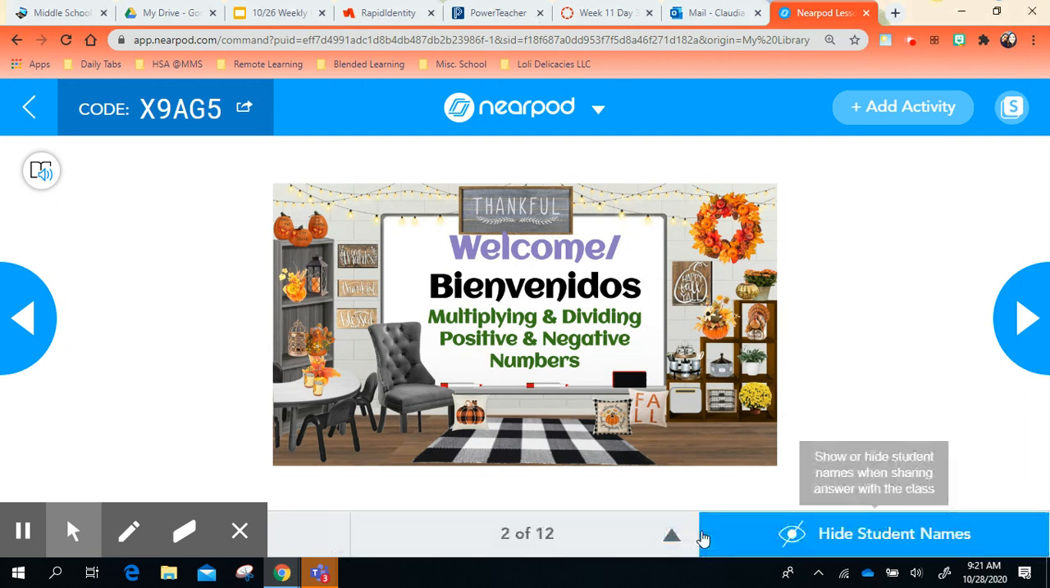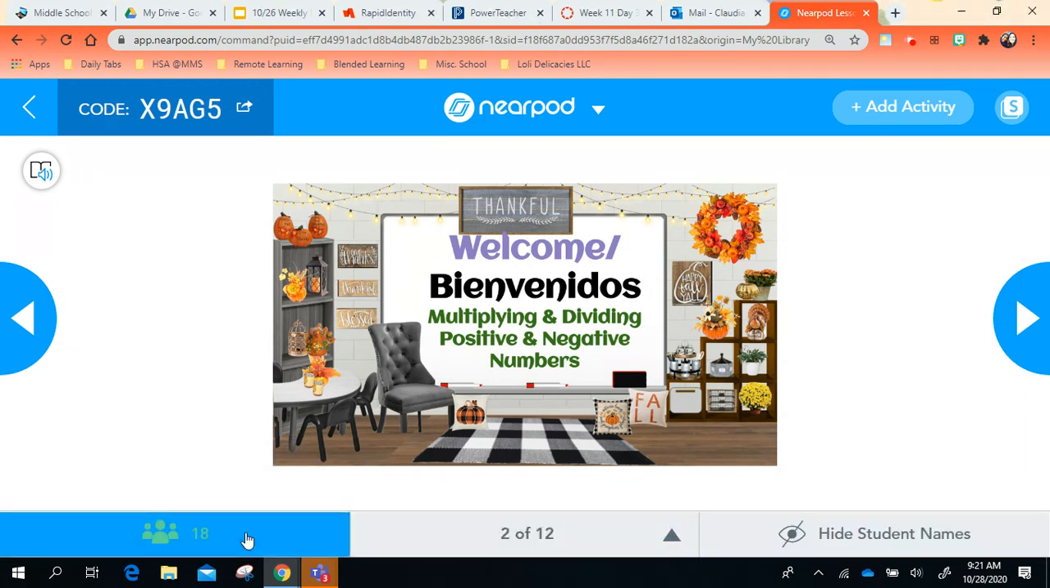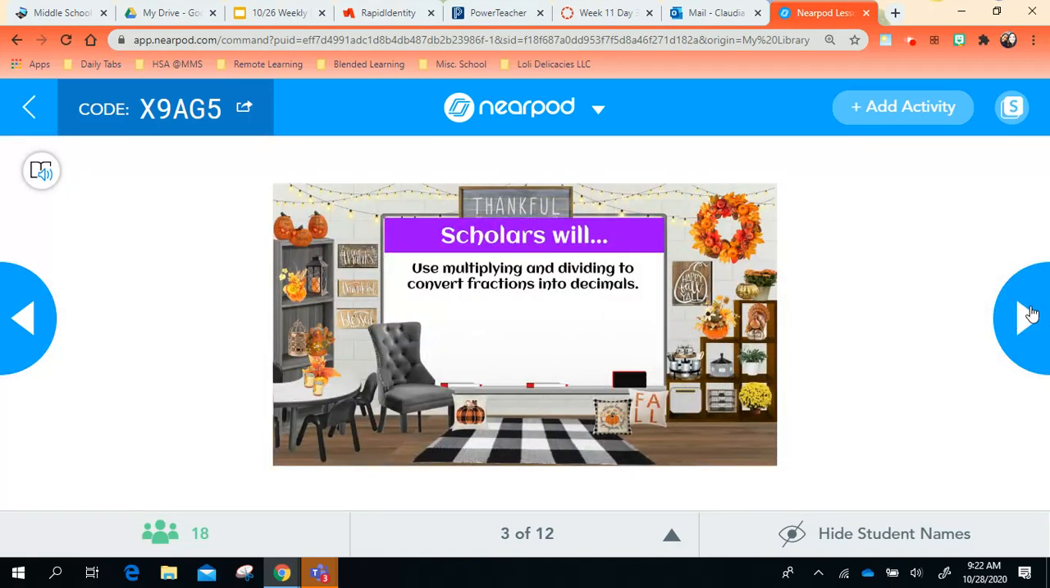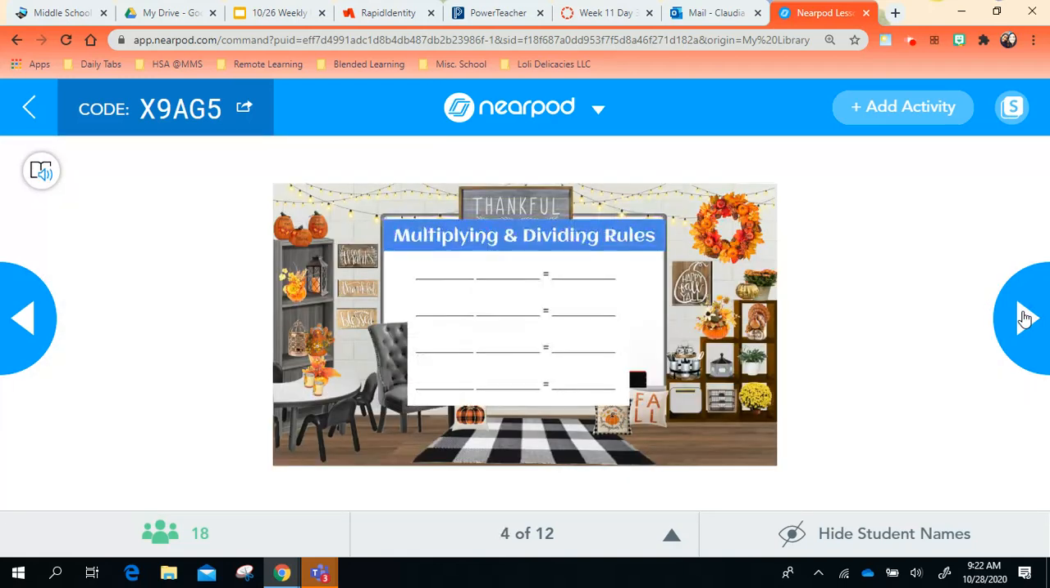Okay, so yesterday we did dividing fractions. We did not move forward with anything else so as not to overload us. Today we're going to do dividing decimals and turning fractions, or dividing the top by the bottom. So let's go over our multiplying and dividing rules.